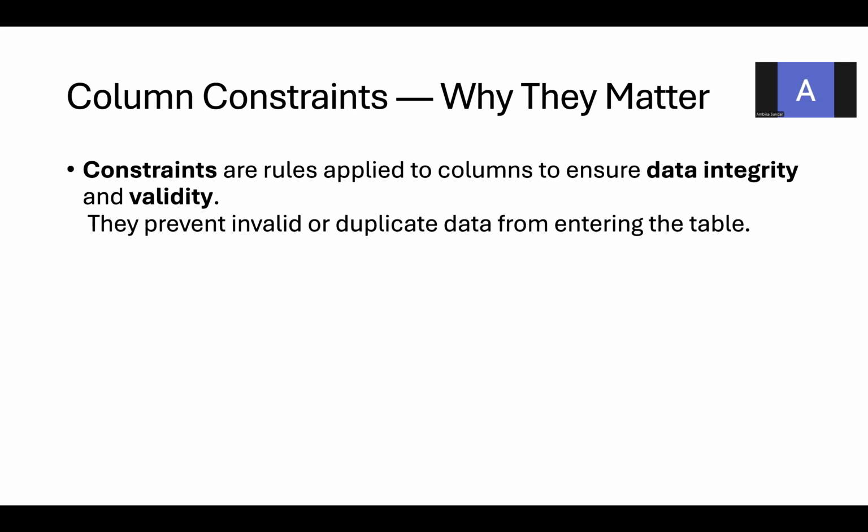Column constraints, why they matter. Constraints are rules applied to the columns to ensure data integrity and validity. Data integrity means avoiding duplication of data, redundancy, and data inconsistency, and you have to maintain the validity of the data. The data validation has to be done. So constraints are the things that take care of these. What are the rules we are going to apply to the columns? They prevent invalid or duplicate data from entering the table. This is the primary reason why we go for column constraints. We give a set of rules for the columns so that the entire table maintains data integrity and validity.